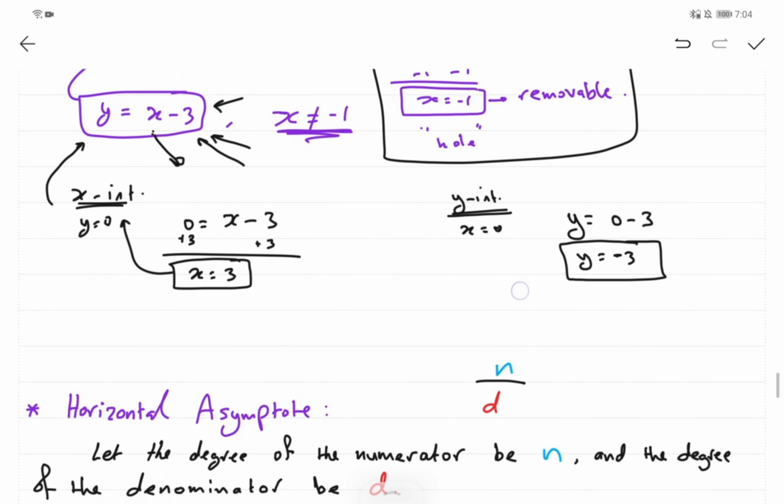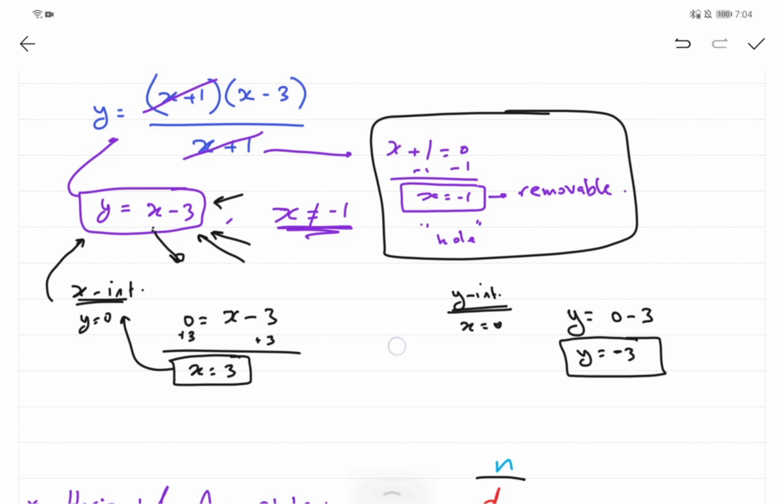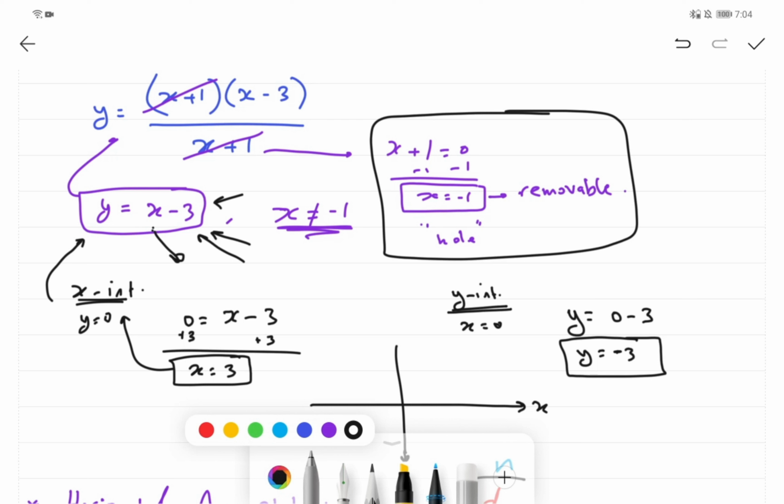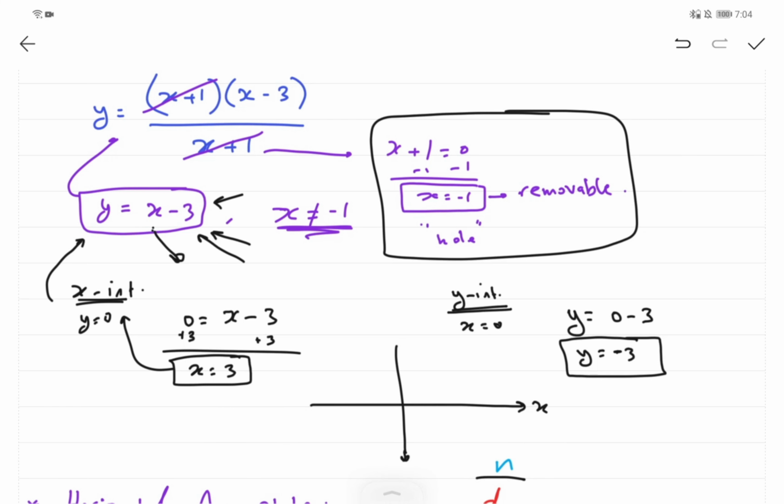Now let's draw the x-axis and the y-axis. And here we're going to have the y-intercept, which is negative 3. So this is negative 3. And the x-intercept, which is 3, here. Now just connect these 2 points to graph or sketch a line.